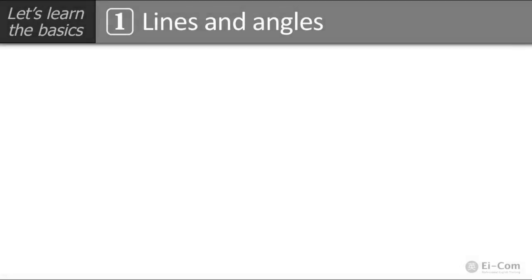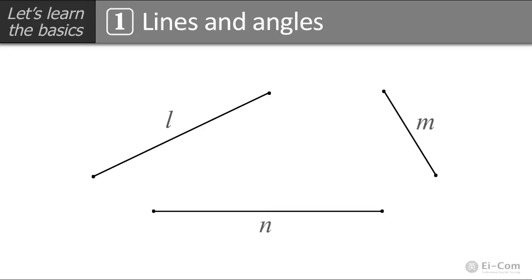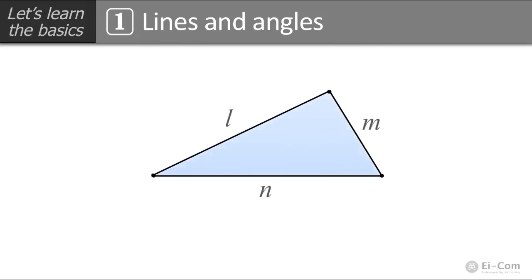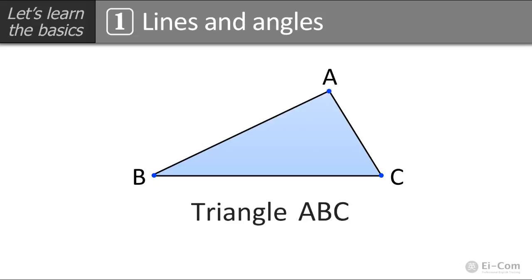Imagine we have three line segments, L, M, and N. If we put them together so that their endpoints meet, they form a triangle. The segments form the three sides of the triangle, and their endpoints form the 3 points of the triangle, which we can label A, B, and C. We can call this triangle ABC. And if we use the triangle symbol, we can write triangle ABC like this.